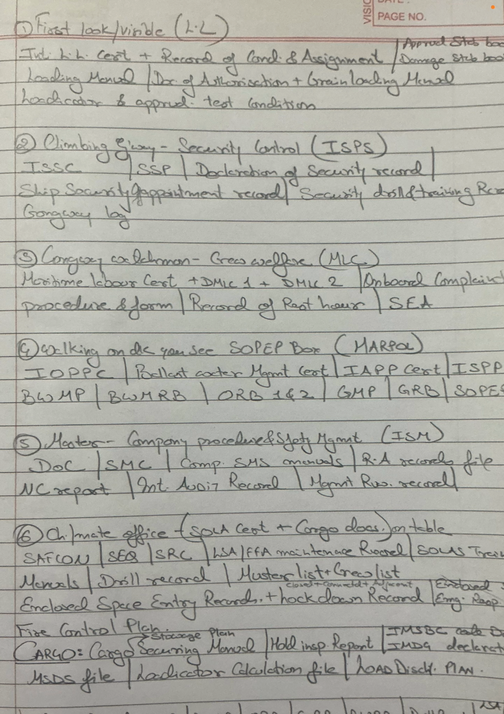Then afterwards, what do you see? Who is this guy? He's the gangway watchman. This will remind you of crew welfare. Crew welfare is related with MLC. So with MLC: Maritime Labour Certificate, DMLC 1, DMLC 2. Then the onboard complaint procedure form is there, if anyone is not happy related to the welfare.